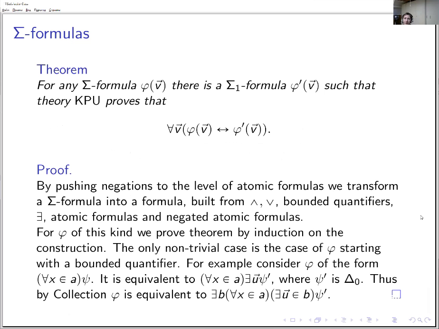And in fact, this also works. One of the reasons why KP is a natural setting for generalized computability is that the same connection works in Kripke-Platek set theory. Basically, over Kripke-Platek set theory, it's possible to equivalently transform sigma formulas into sigma 1 formulas.